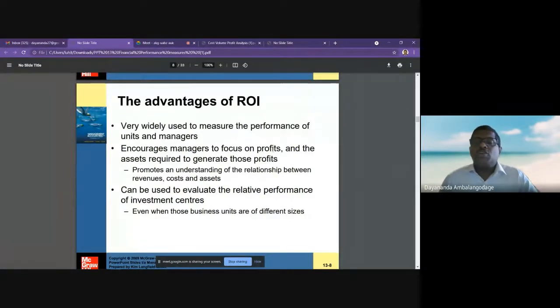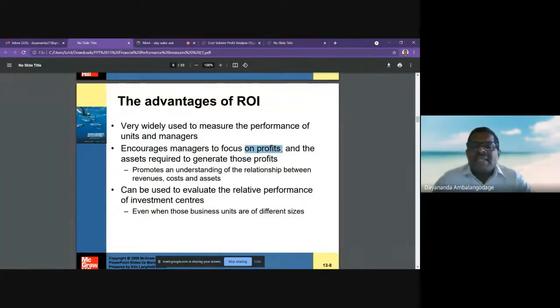Encourage managers to focus on profit and the assets required to generate those profits. So always your mindset, your vocabulary, your discipline is profit. You are being disciplined to get a good profit, and thereby you are being disciplined to get the required assets to generate the profit also. So you are playing with this particular terminology. That is how you have been disciplined if ROI is there.